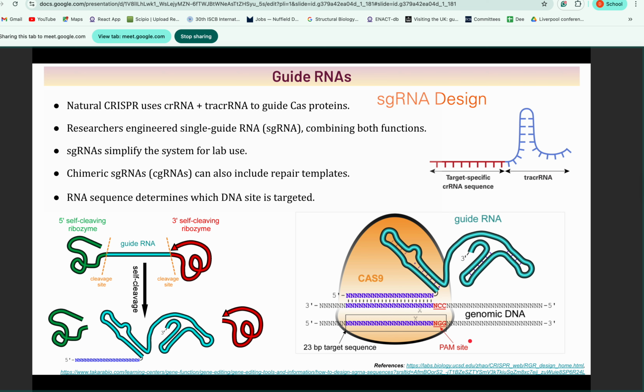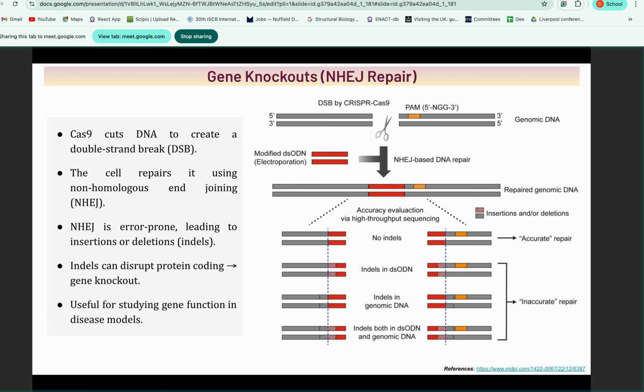And this also shows the same thing, that this is the guide RNA, this is the Cas9 complex, and in the guide RNA, we have a target-specific CRISPR RNA sequence, which is complementary to our genomic DNA. And this is our PAM, which is the protospacer adjacent motif, with the help of which we can distinguish between self versus non-self. So this is how the guide RNAs were synthesized versus how they naturally exist.